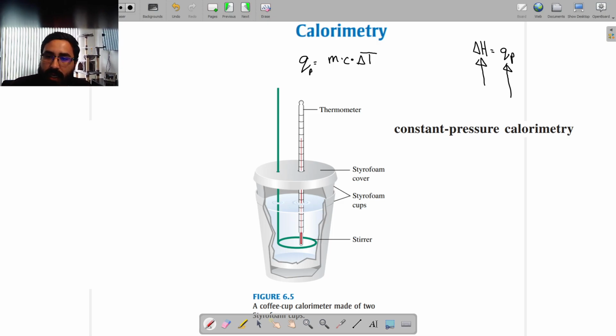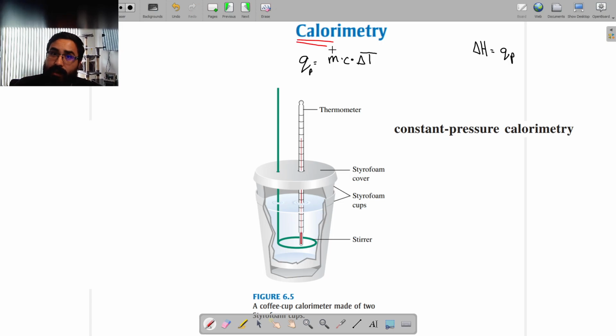How do we measure the heat of a chemical reaction? Well, the way we do that is through calorimetry. Here's an image of a homemade calorimeter, but it's a good enough calorimeter for high school. What a calorimeter does is measure the amount of heat that is released or absorbed from a chemical reaction.